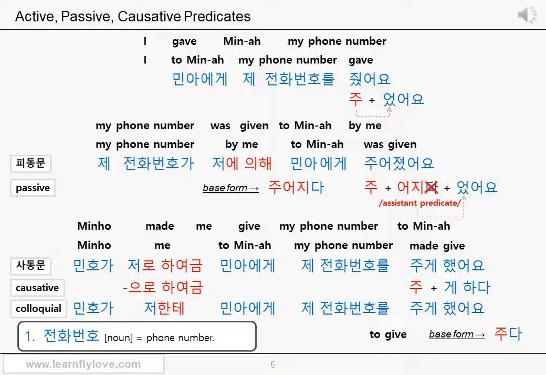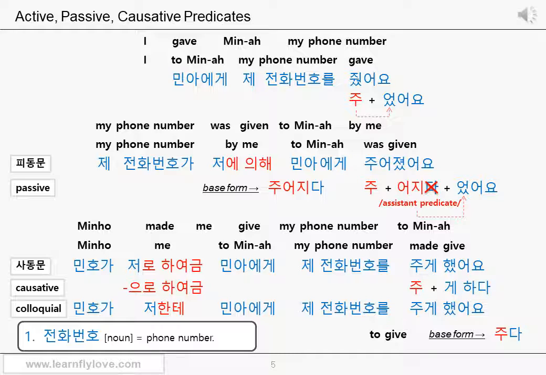But if you think it sounds weird, you can use a different particle for each. Like 민호가 저한테, 미나에게 제 전화번호를 주게 했어요. Or 민호가 저에게, 미나한테 제 전화번호를 주게 했어요. We cannot grammatically explain why the same particles could be used consecutively and indicate two different roles in this causative sentence, but maybe native Koreans are able to separate this one sentence into two parts automatically in their heads. 민호가 저한테 or 민호가 저에게 주게 했어요.